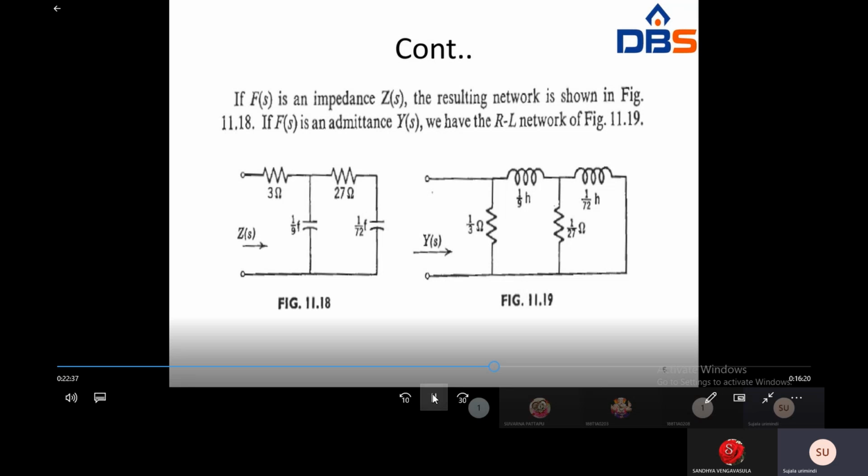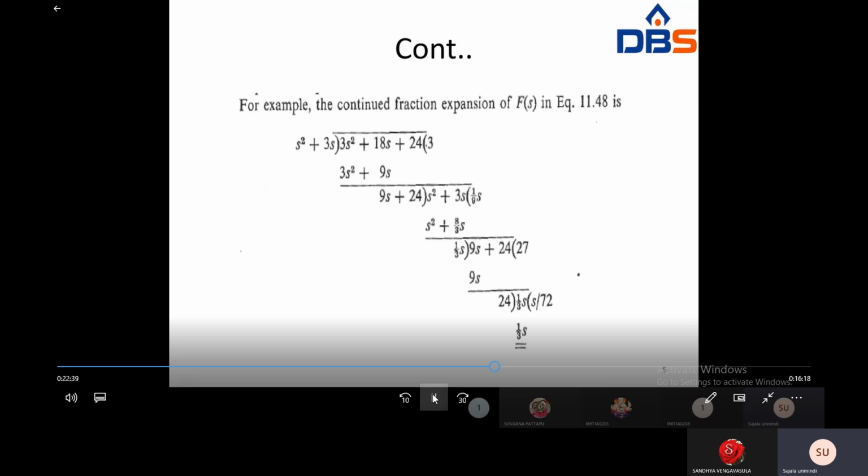So suppose we have to find the Cauer 2 fractions, then simply we have to write in the decreasing order: 24 plus 8s plus 3s square over 3s plus s square. Same thing, you have to find the continued fraction in terms of Y of s. Suppose we get a negative value here, then you have to take the reciprocal of the total equation, and then find the continued fraction. Then you get the equation like that.